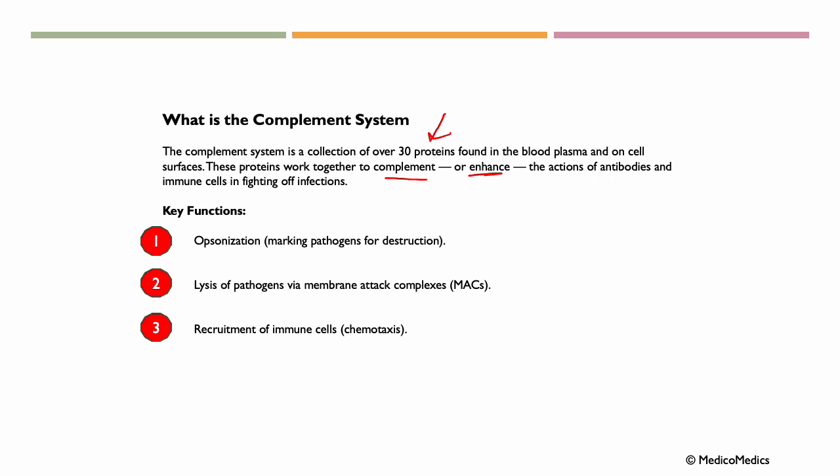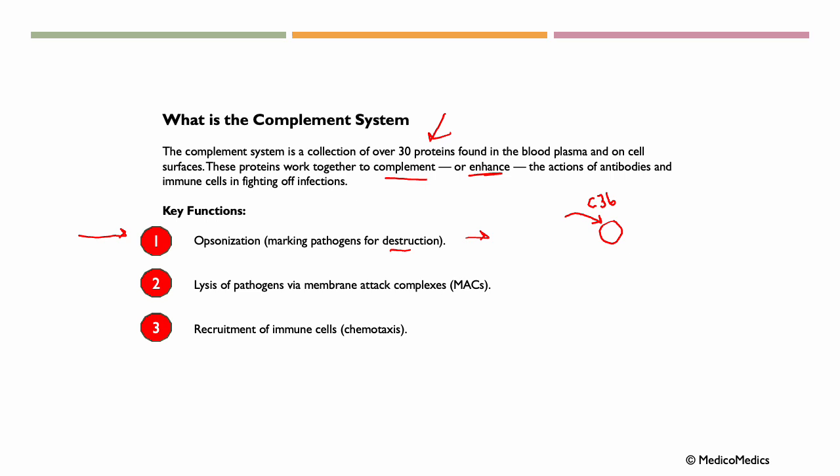The key functions of the complement system include, number 1, opsonization, so marking pathogens for destruction. This means tagging or coating pathogens with complement proteins. So we have a pathogen, and we will coat this pathogen with complement proteins, especially one called C3b.